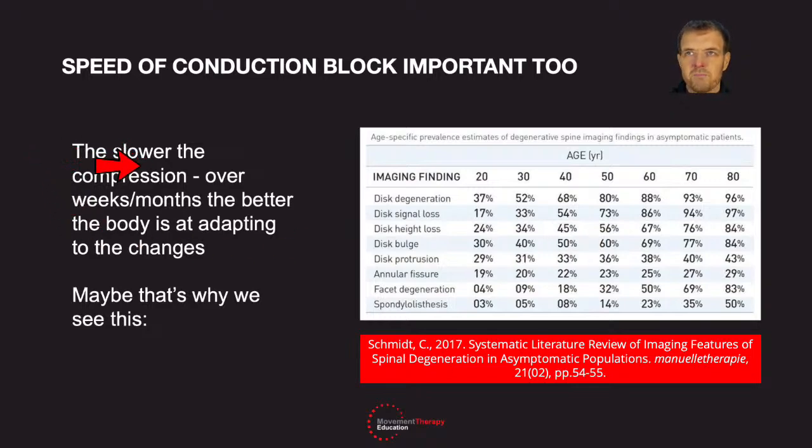The slower the compression over weeks and months, the better the body is at adapting to the changes. So that disc bulge there, it might be quite big, but if it's happened slowly over time, and there wasn't just one big inciting event like a fall or a car accident or something, then the body has had time to adapt and shift and grow new tissue to protect certain areas, and it's just adapted to that particular disc bulge, and it's not causing a problem. Okay, if it's quite a quick change, quite a quick compression, then maybe that would be a different story.